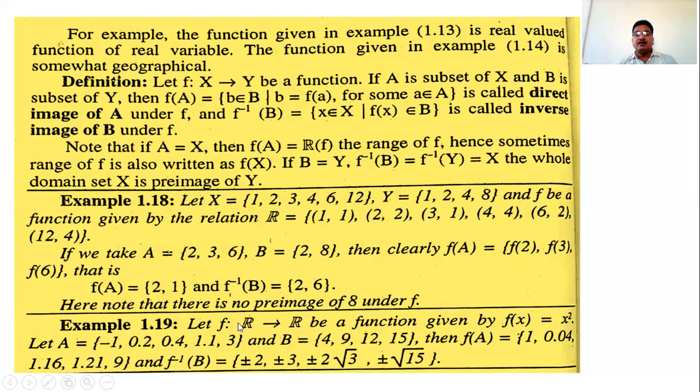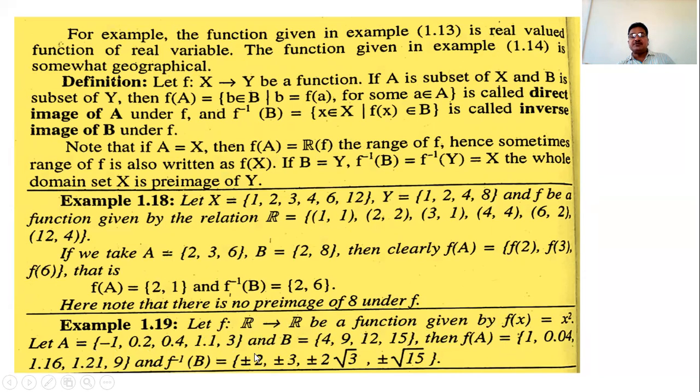So here is an example. Let f from R to R, that is, a real valued function, be a function given by f(x) = x square. So the definition of the function is given in the form of a formula, and A is a set and B is a set. The question is to find f(A), that is, find all images of all elements from A. f(-1) is (-1) square, that is 1. Then f(0.2) is 0.04. f(1.1) is 1.1 square, that is 1.21. And f(3) means 3 square, which is 9. So this is f(A).